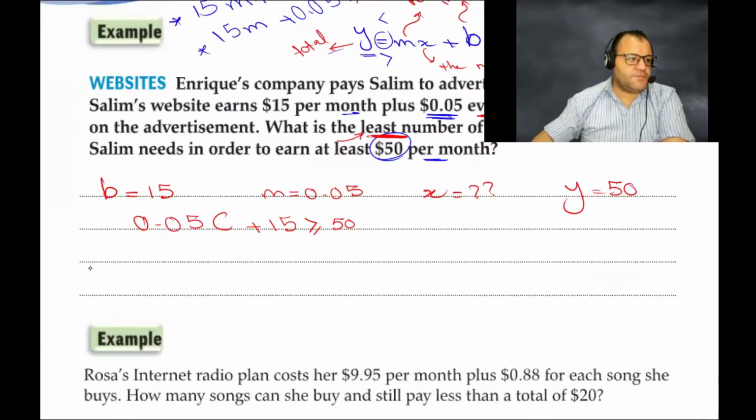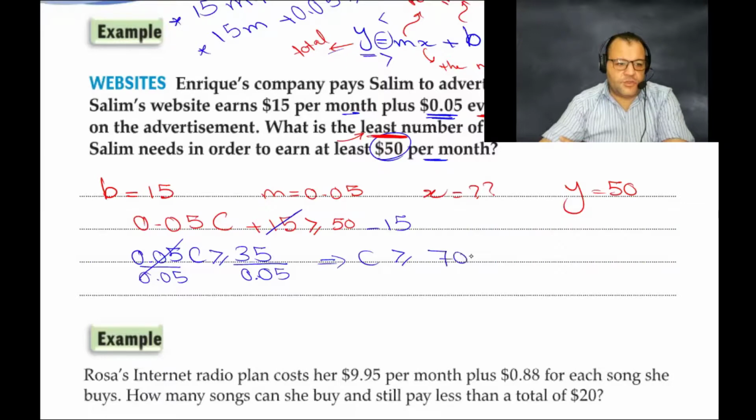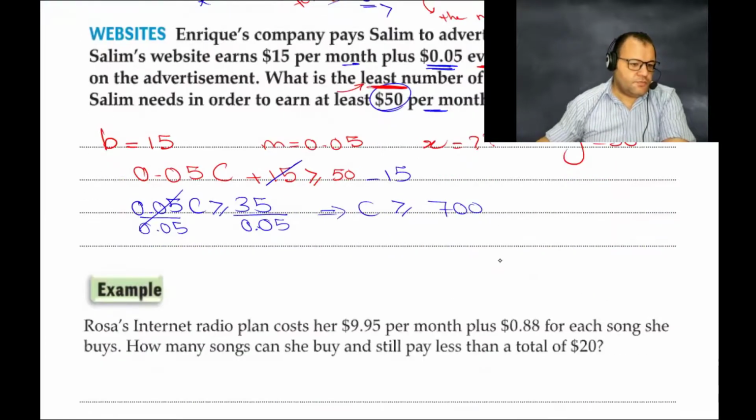So how do we solve it? Minus 15. So 0.05 C is greater than or equal to 35. Then divide by 0.05, divide by 0.05. So now we have C is greater than or equal to... use a calculator, please, for this one... 700. I need at least 700 clicks to get $50. After 700, I will get more. Okay.